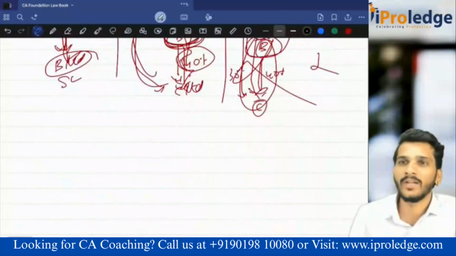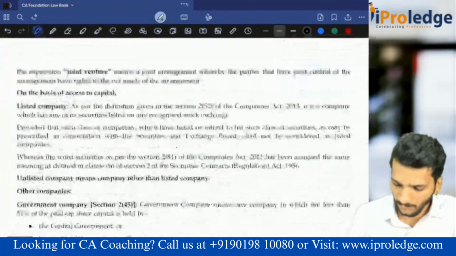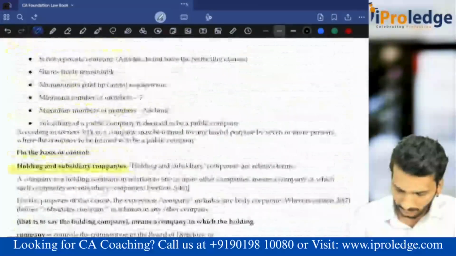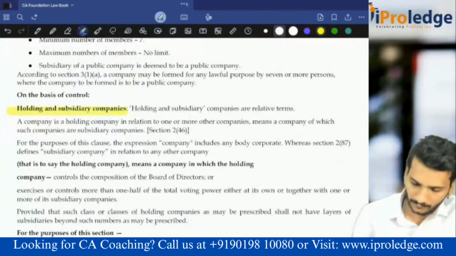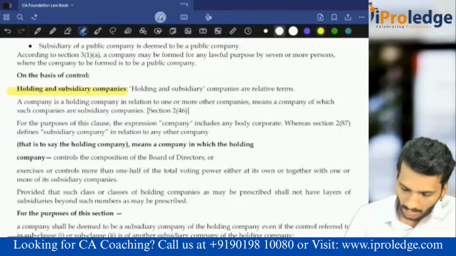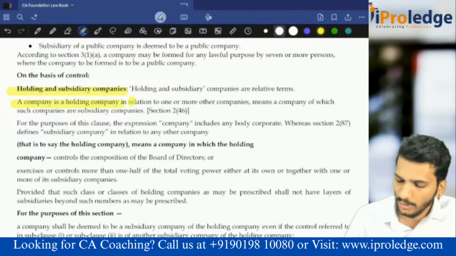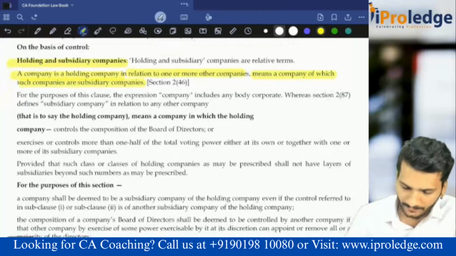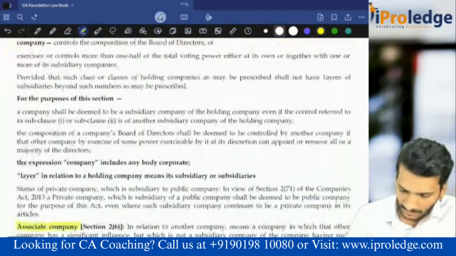This is about holding and subsidiary company. If you look at the definition, it says a company is a holding company in relation to one or more other companies, means a company of which such companies are subsidiary companies. That means it has one or more subsidiaries, called a holding company. What is a subsidiary company? That is important.